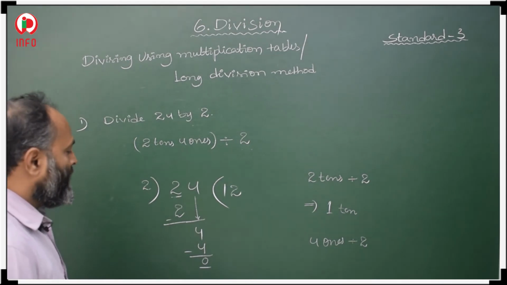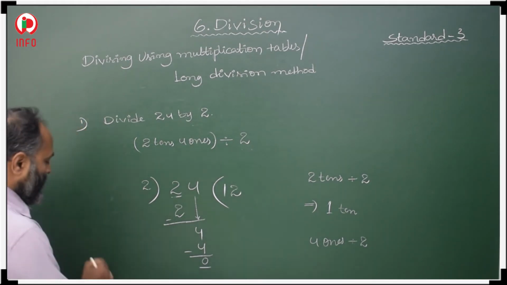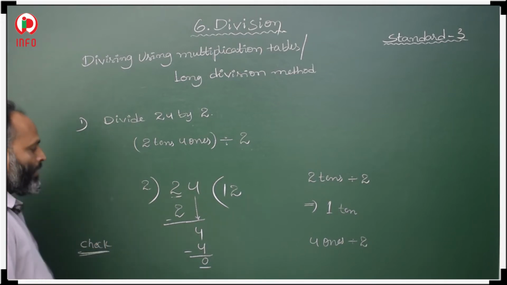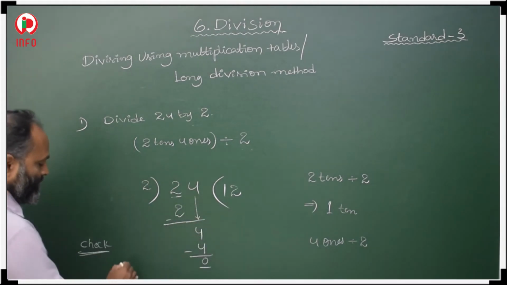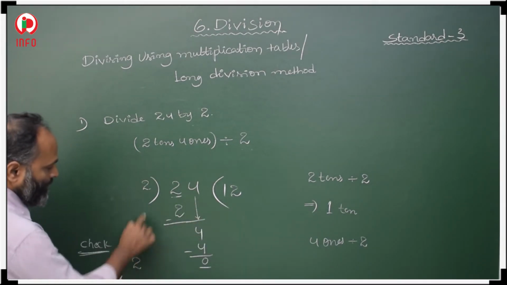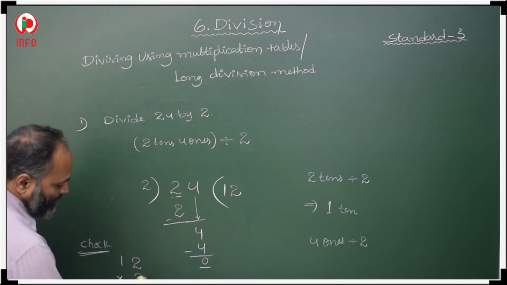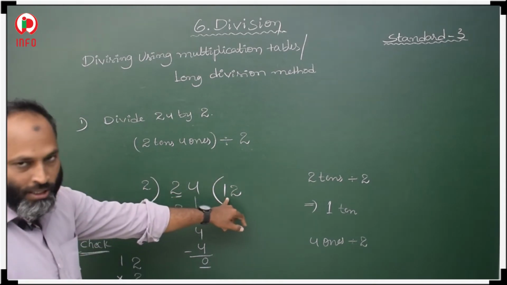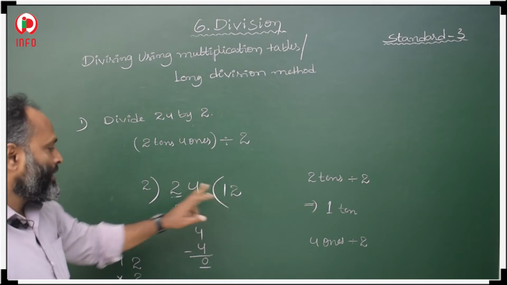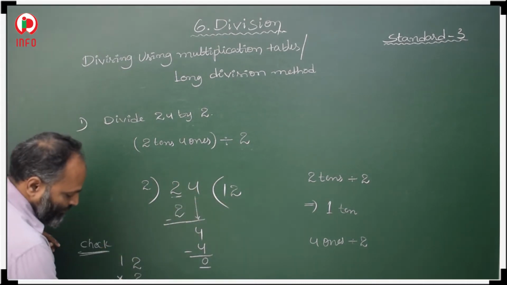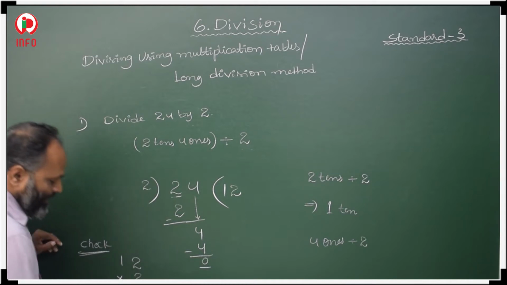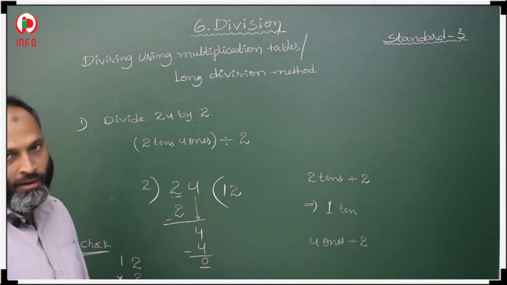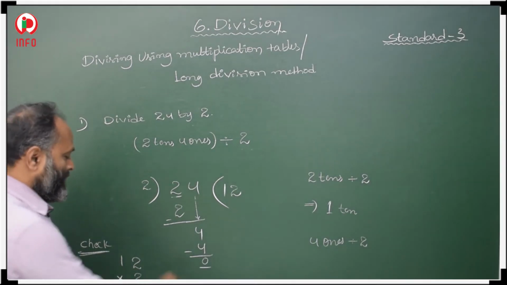In this way we have to divide. Then we have to check whether our answer is correct or not. How to check? First we have to multiply the quotient with the divisor. 2 2s are 4, 2 1s are 2, so 24. Then we will get the dividend. If we multiply quotient and divisor, we should get the dividend. Then your answer is correct. So in this way we have to check.